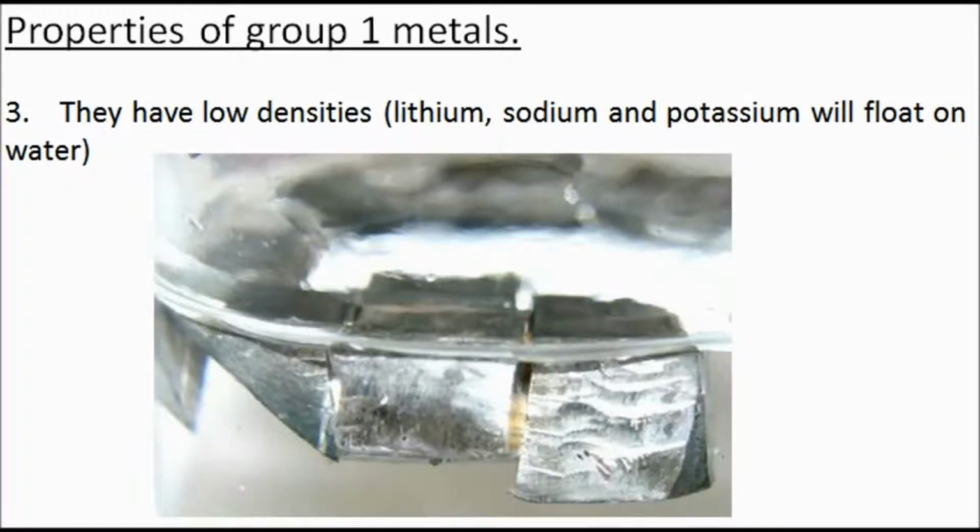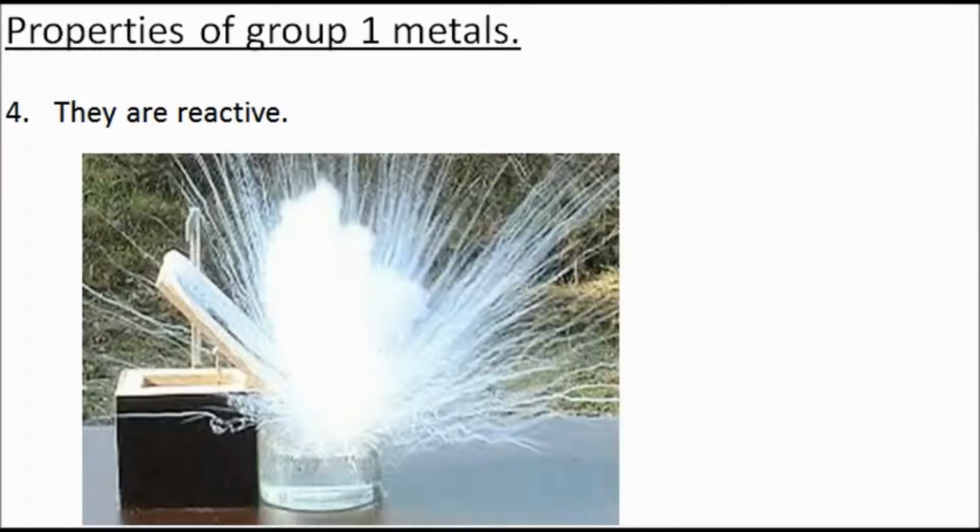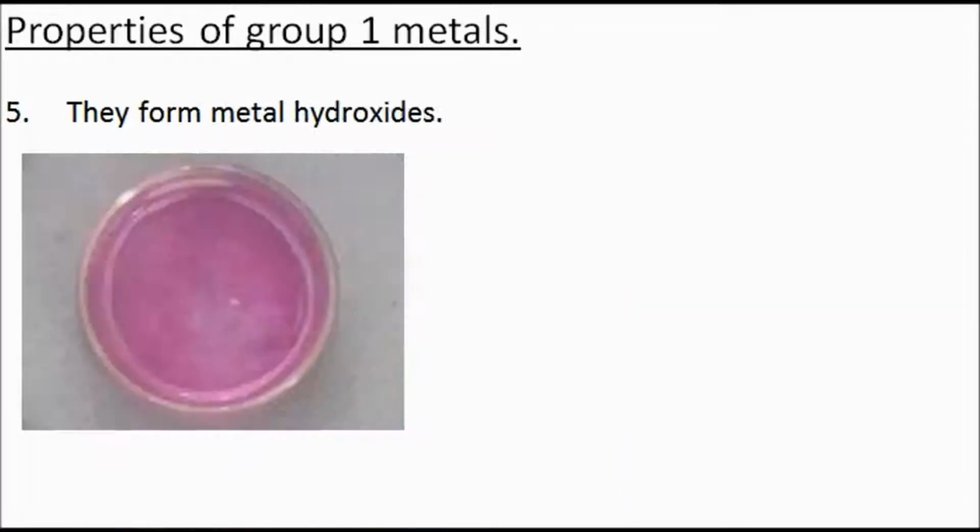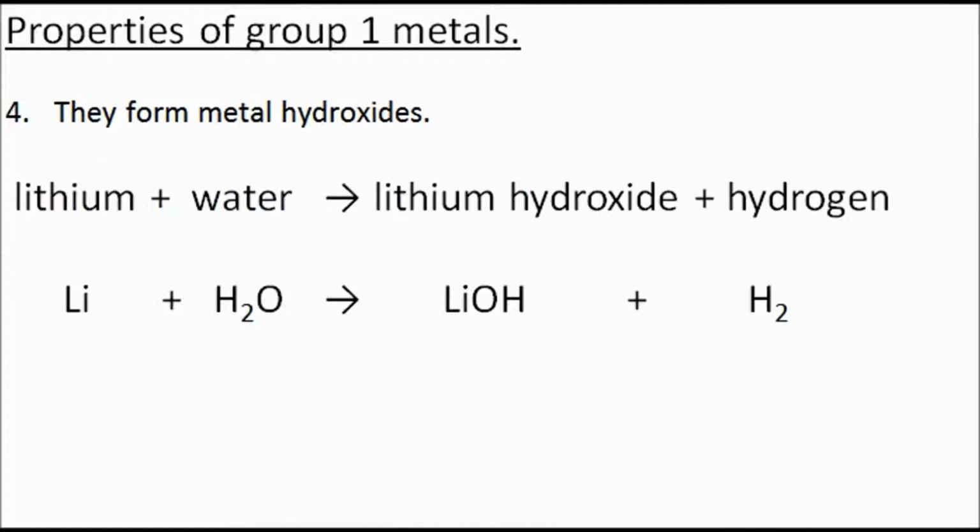They have low densities. You would have seen in that video that the alkali metals were floating on water. They do that because they have a very low density. They're reactive. You saw that in the video just now. They effervesce. They produce a lot of hydrogen gas very, very quickly, and sometimes they'll even explode. The group 1 metals are very reactive. They form metal hydroxides. Let's have a look at that in a little bit more detail.